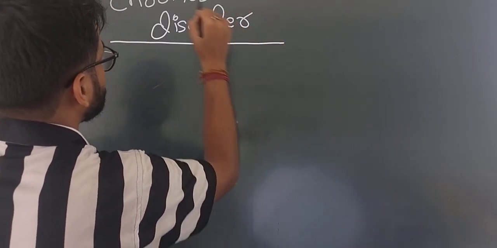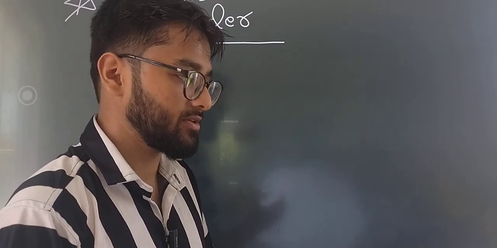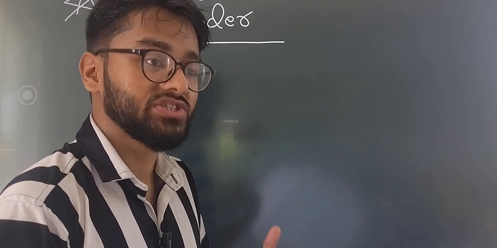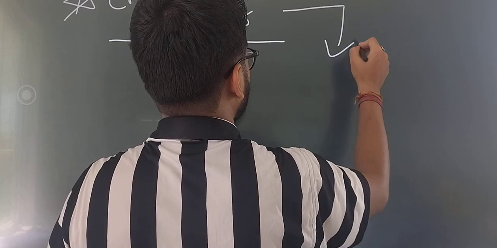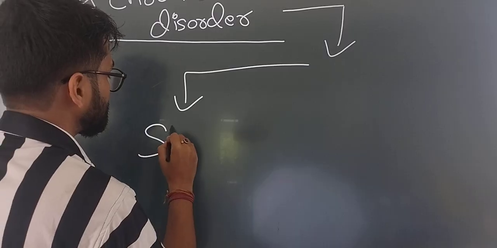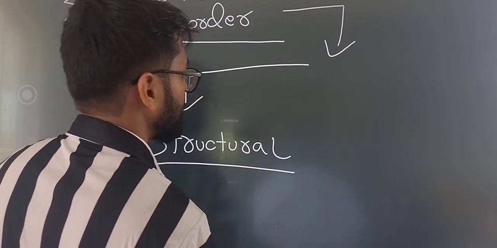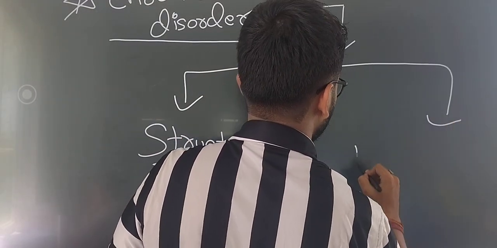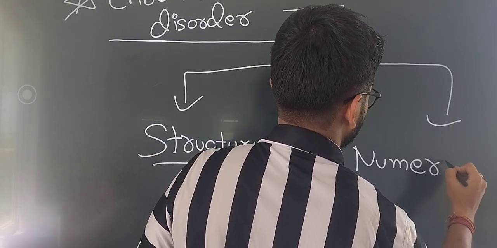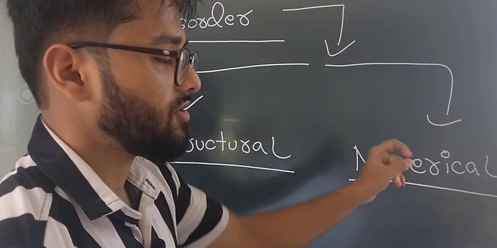Chromosomal disorders can be explained better like this: it is a change, or a disproportionate change, that will cause either a structural change or a numerical change. What is this structural change or numerical change?